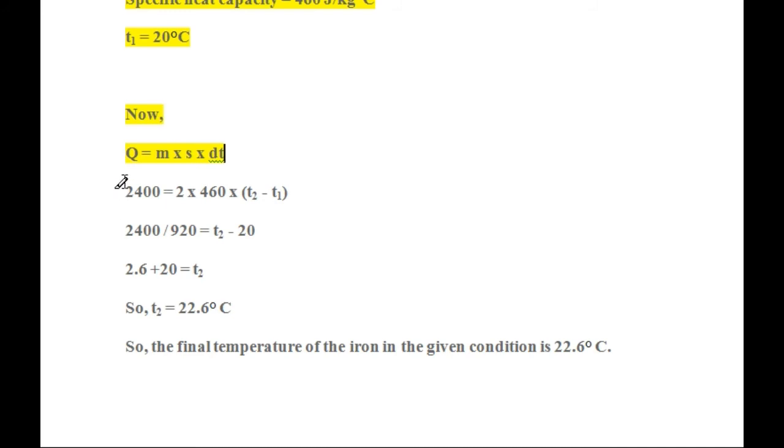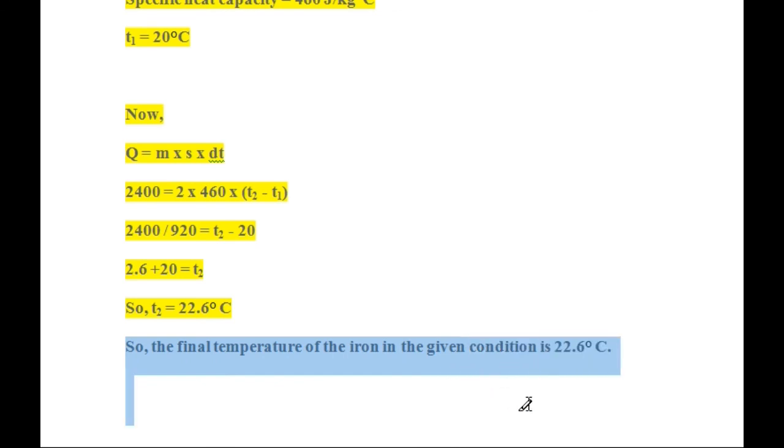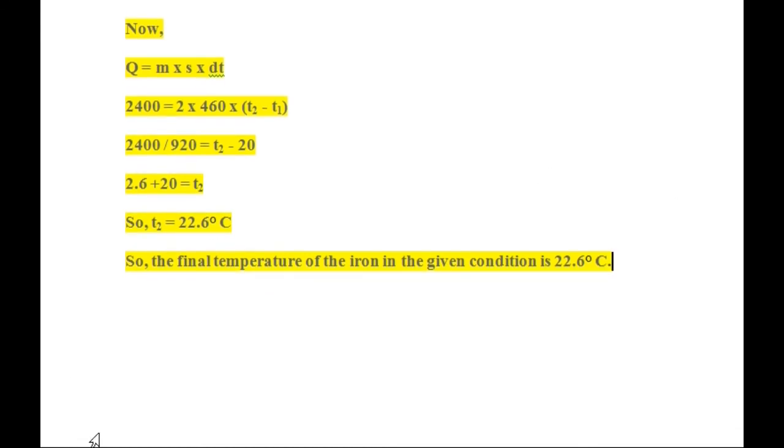Now, as we have the values of heat, mass, and specific heat, just substitute the values in the equation. We get 2400 equals 2 into 460 into (T2 minus T1). Now, on substitution, we get the variable as T2. On simplification, we get T2 equals 22.6 degrees Celsius. Therefore, the final temperature of the iron in the given condition is 22.6 degrees Celsius.